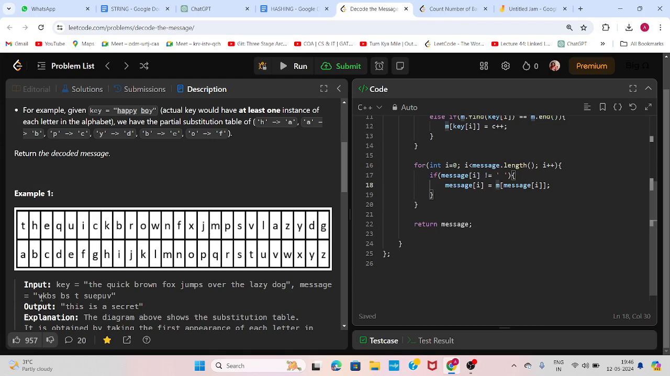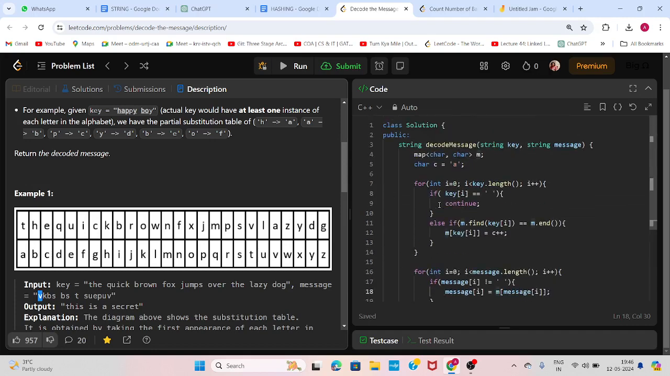No, not map of T, sorry. Map of V is what? Map of V is T. That's why we are using map of message I. That's map of V, that is T, and so on. And in this way, you get the message as your answer and return the message.